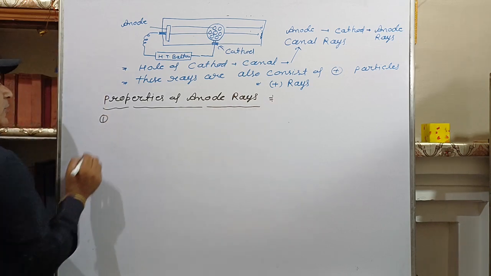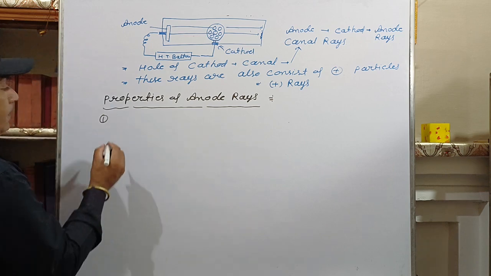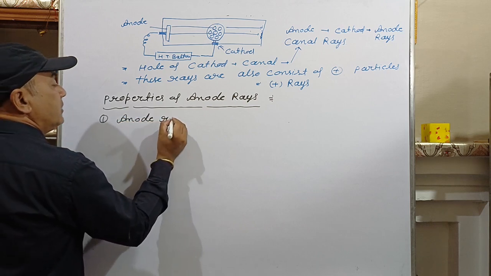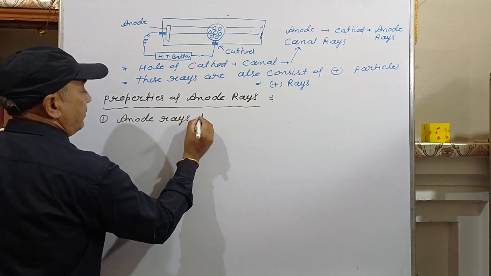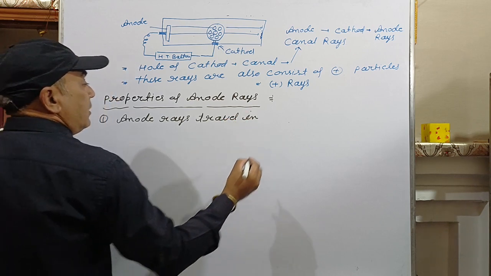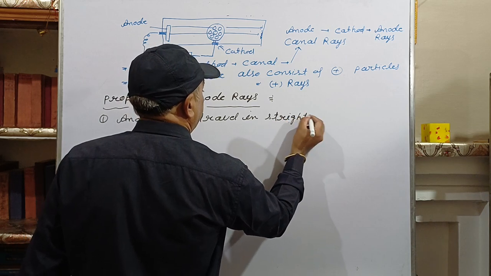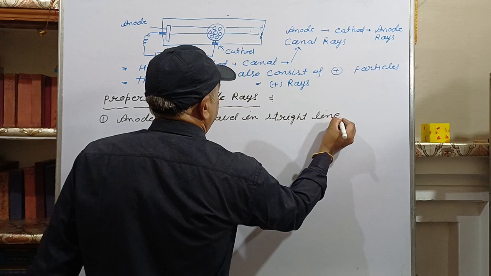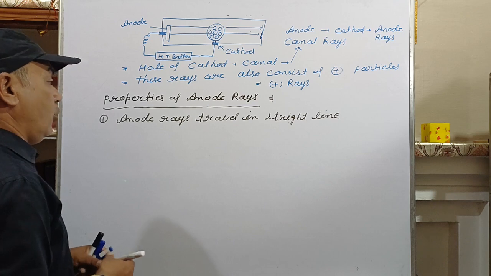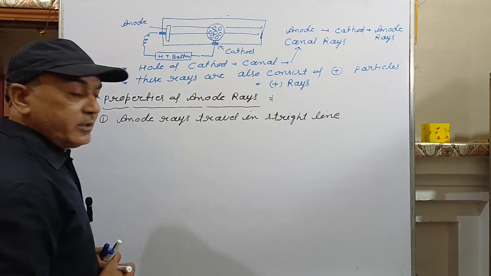First, properties of cathode rays. Cathode rays travel in a straight line. Similarly, anode rays also travel in a straight line. It is the first property of anode rays, which is quite similar to the properties of cathode rays.